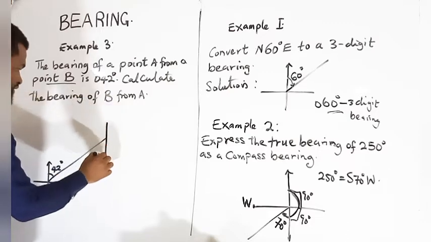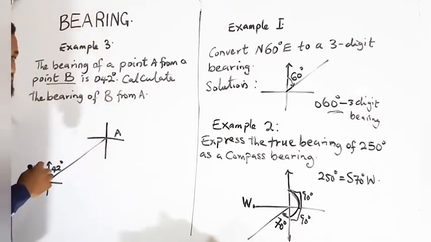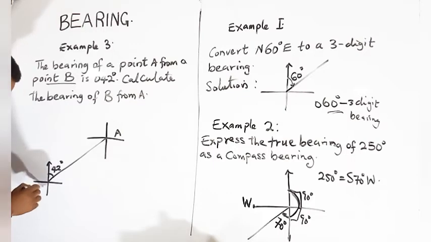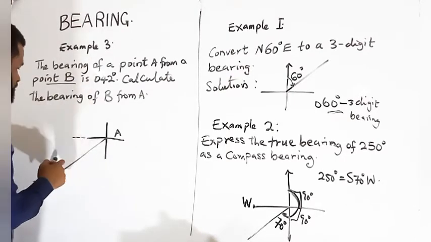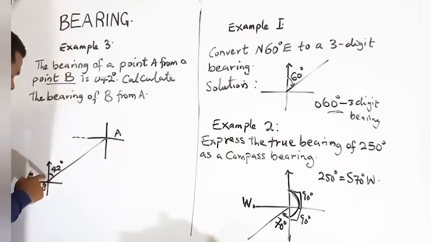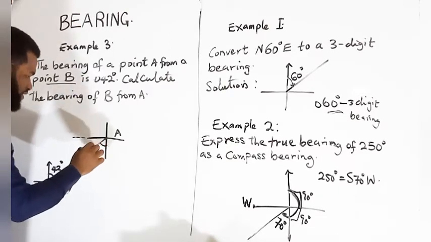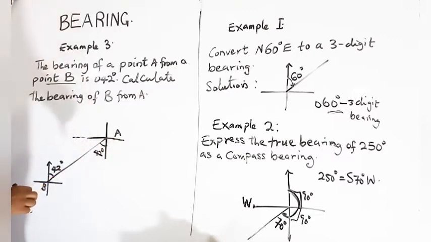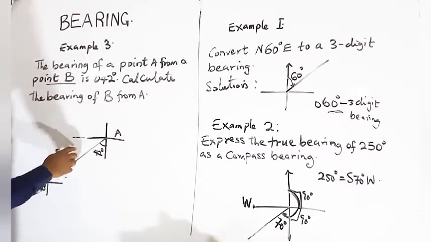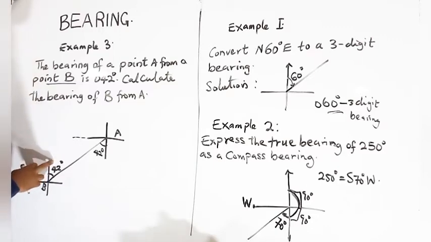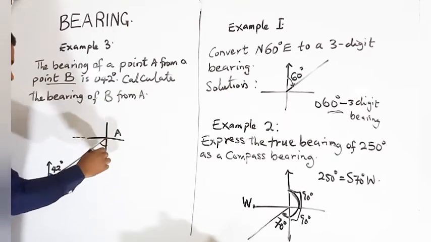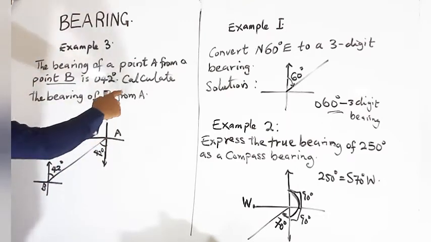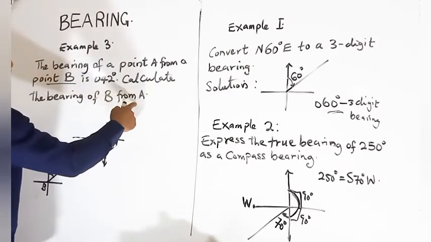Now, at any point I get to, I will draw my cardinal point. This point is point B, and this is point A. So there is something that happened when it got to point A from B. This is 42 degrees, and this place is going to be 42 degrees because of alternate angles. So from B, 42 degrees gets to this place as 42 degrees. Now let's continue. It said calculate the bearing of B from A.